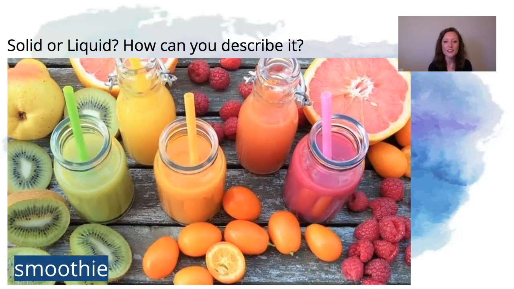So now use your five senses. How would you describe those smoothies? They are different colors. Have you ever had a smoothie before? Are they sweet? Are they sour, salty, hot, cold? Remember, we're using our senses to describe the properties of solids and liquids. Smoothies are a liquid and we can describe them.